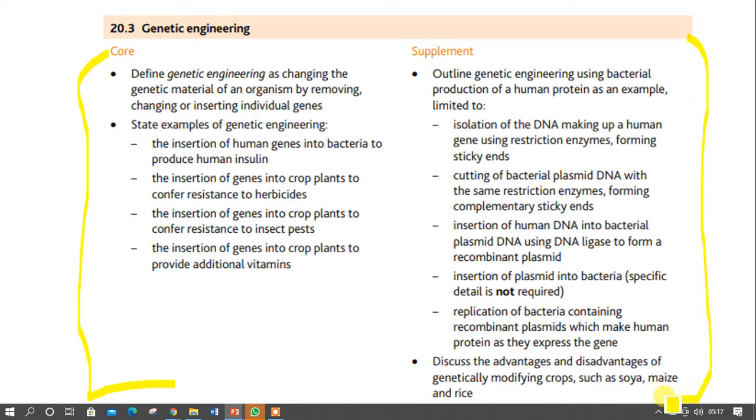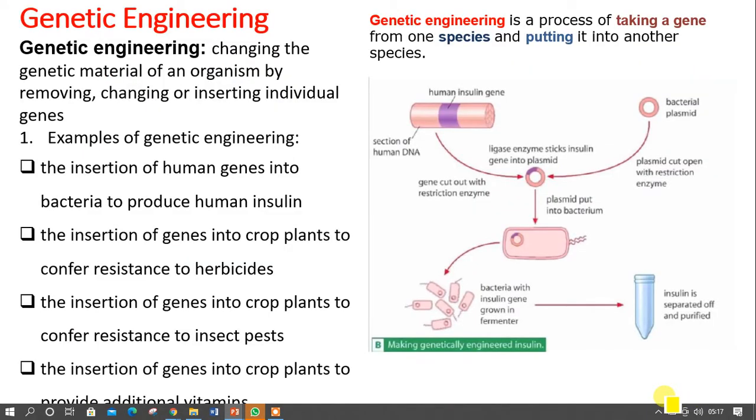Quickly, let's move on. Genetic engineering, what does it mean? Genetic engineering simply means changing the genetic material of an organism by removing, changing, or inserting individual genes.